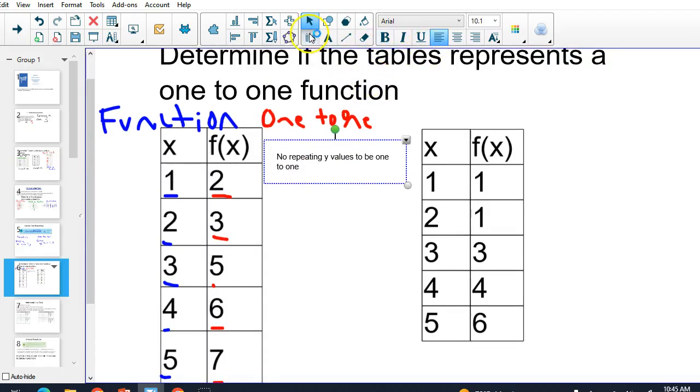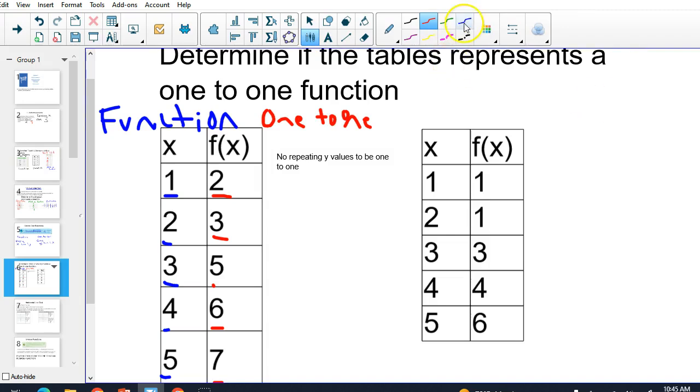So let's look at our second table here. First, let's look at the x's. I don't have any repeating x values. That's good, so it's going to be a function. And for the y's, remember f of x is y, by the way. This is y.